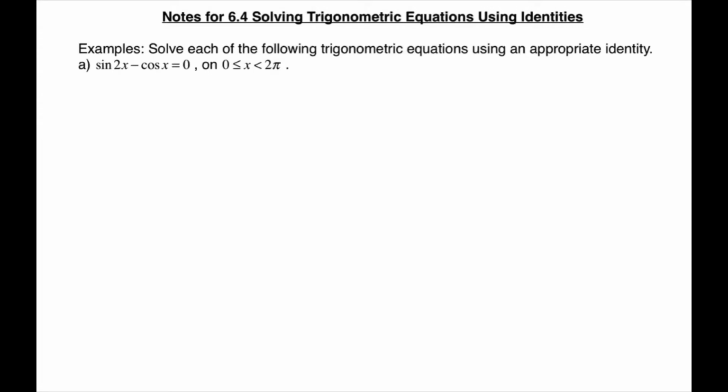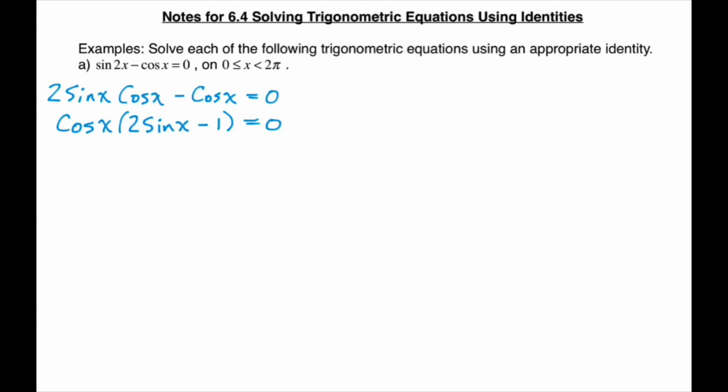The first example we're looking at has a double angle in it. So when you see sine 2x, that should be a cue to you to use a double angle identity. So here's a substitution you can make. It's 2 sine x cosine x. Once you get to this point, you should recognize that there is a common factor here of cosine x. So I'm going to factor that out.